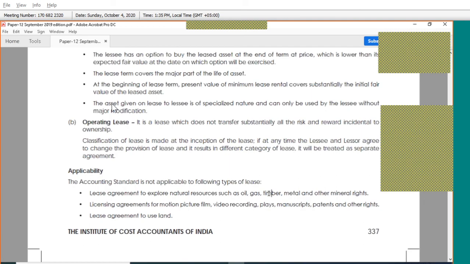Risk is transferred to lessee. What risks, sir? Maintenance, any damage to the asset, insurance policy, all these things are the responsibility of the lessee, the user.